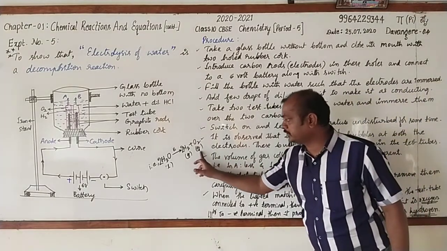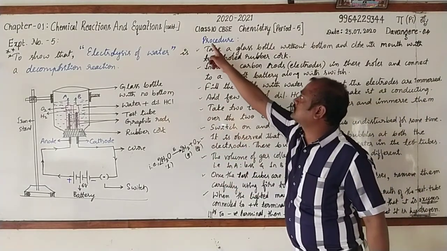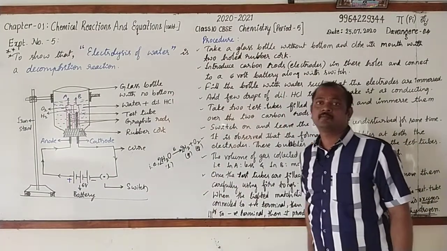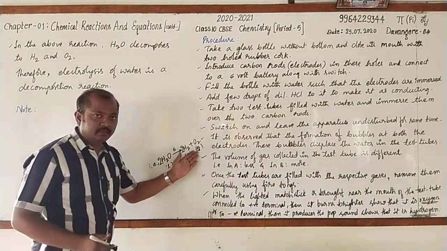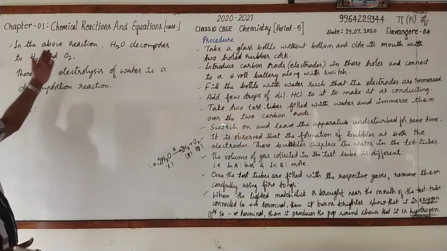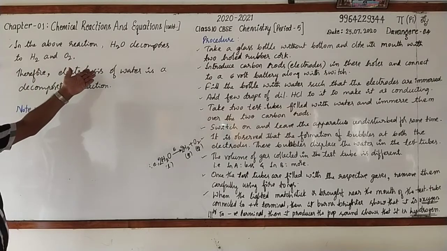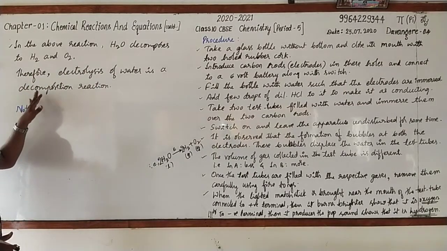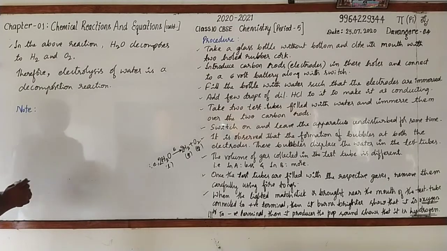So, write the procedure from here to here. After that, copy this. Hope that you have written up to here. Then in the above reaction, H2O decomposes to hydrogen and oxygen. Therefore, electrolysis of water is a decomposition reaction.